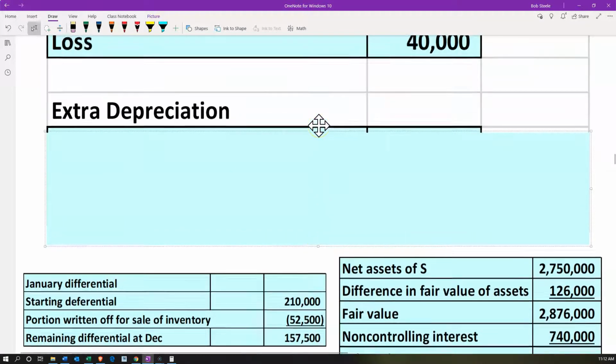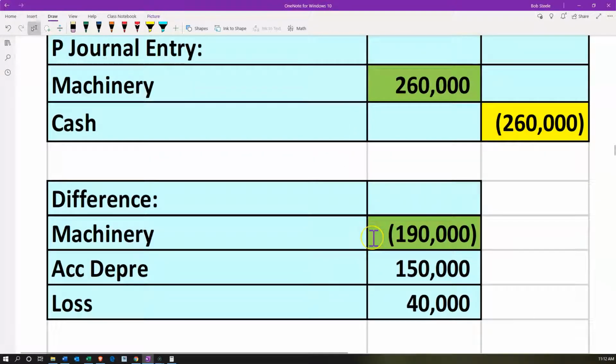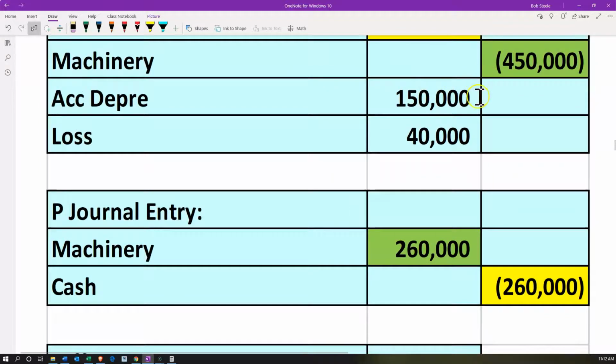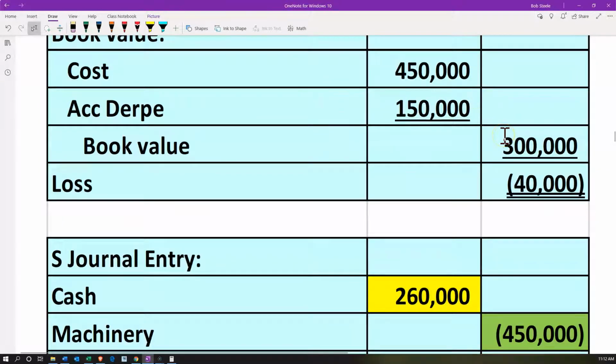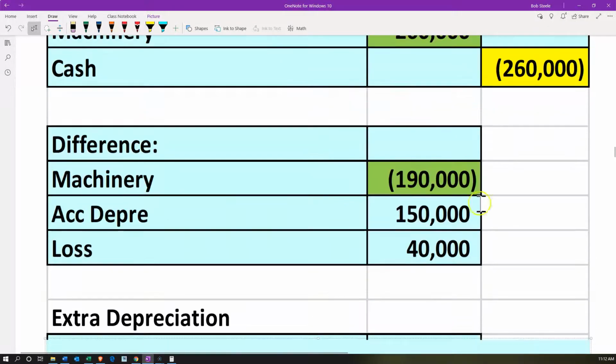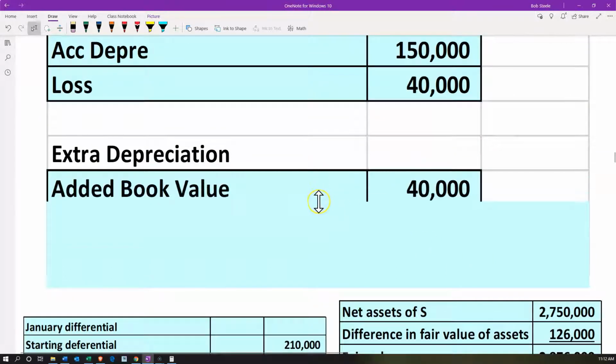Then we also have to deal with the fact that now we have this loss. That means that if you think about this, the machinery and the equipment is now on the books for a book value of $260,000, and that's $40,000 less than the book value it was on before, which was the $450 minus the $150, or the $300,000. So that means that they're not going to depreciate enough. The $40,000 less is going to result in depreciation that is not recorded that should have been recorded, which is the reverse of what would happen if there was a gain. So it's kind of like the new thing here.